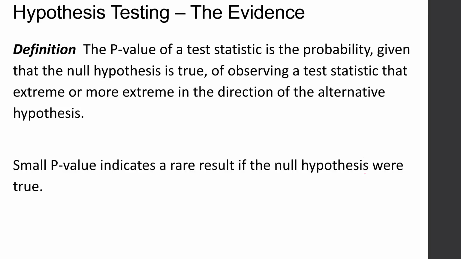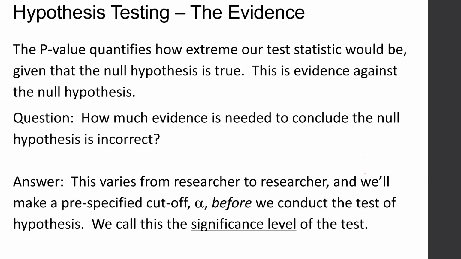A small p-value means your test statistic was in the tails of that null distribution, so it indicates a rare result if the null hypothesis were true. So the p-value quantifies how extreme our test statistic would be given that the null hypothesis is true. So this is evidence against the null hypothesis. But how much evidence is needed to conclude the null hypothesis is incorrect? Well, this varies from researcher to researcher, and we'll make a pre-specified cutoff alpha before we conduct the test of hypothesis if we need to make a decision about it.